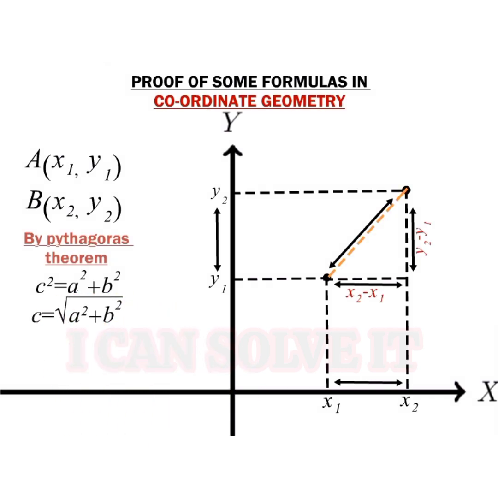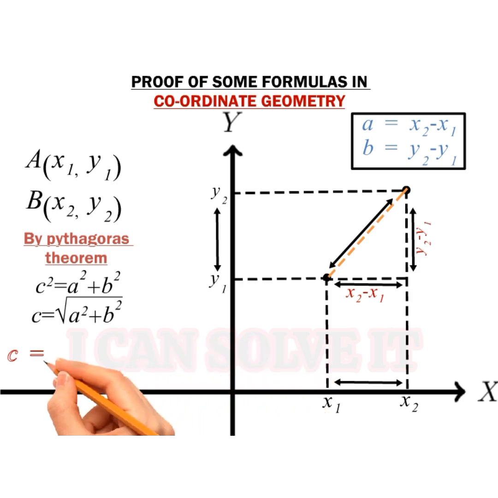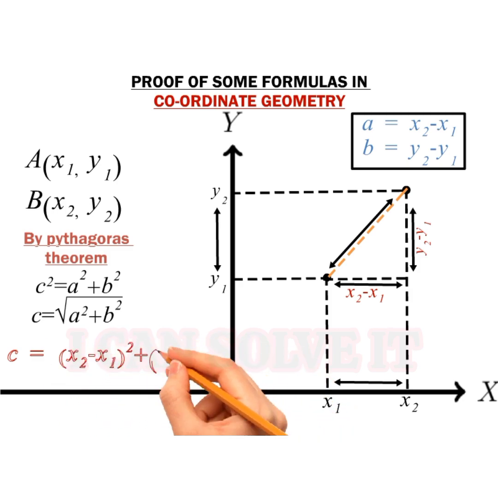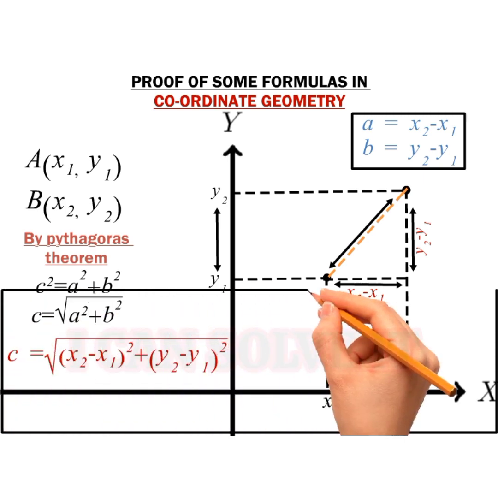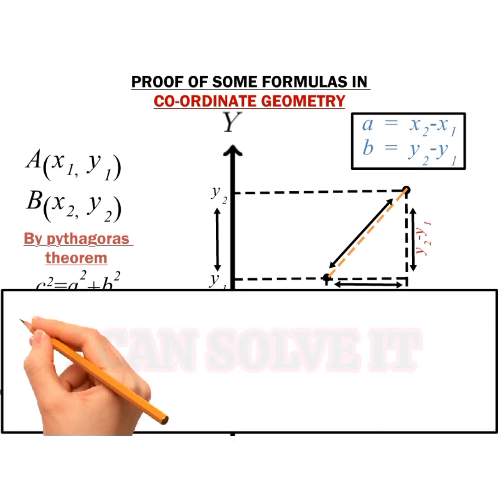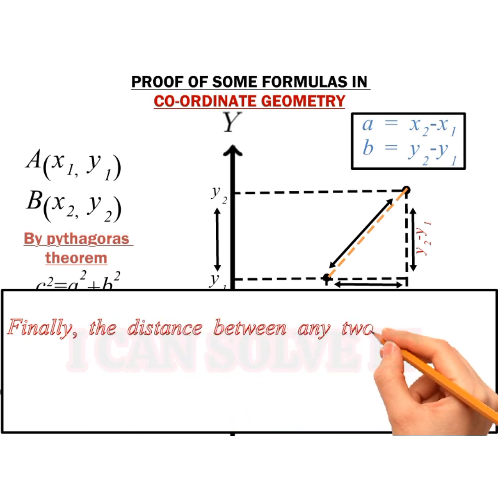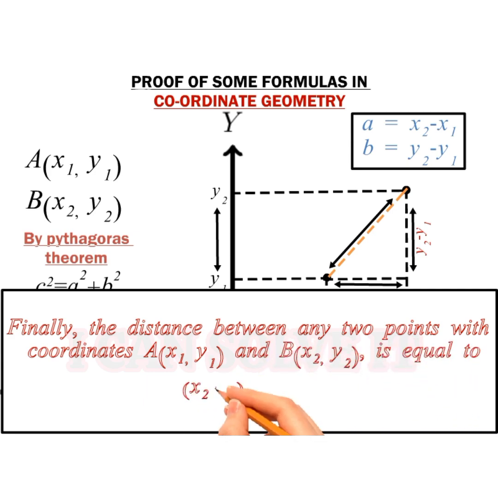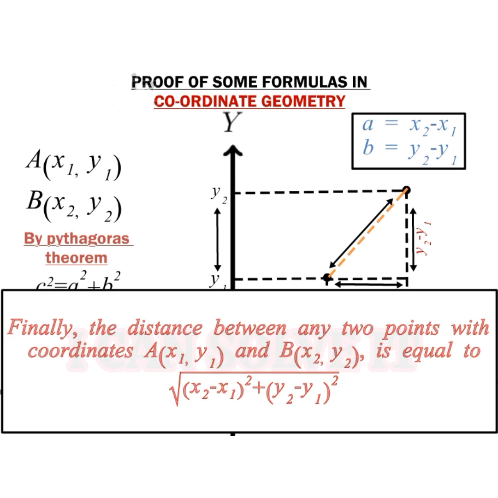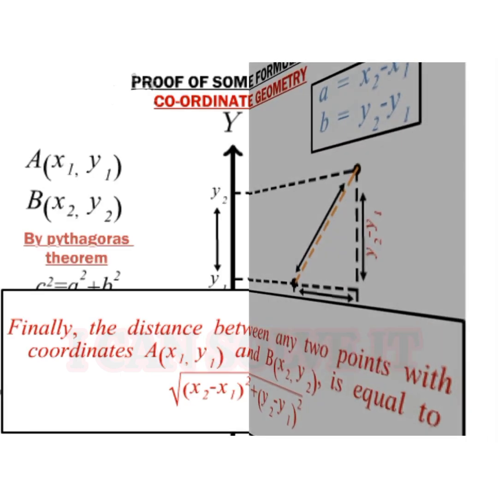In this case, the first side is x2 minus x1, and the second side is y2 minus y1. So, the hypotenuse, which I denote as c, is the square root of (x2 minus x1) squared, plus (y2 minus y1) squared. And this is the expression for the hypotenuse, which is the distance between point A and point B. Finally, the distance between any 2 points with coordinates (x1, y1) and (x2, y2) is equal to the square root of (x2 minus x1) squared plus (y2 minus y1) squared. So, the proof is complete.